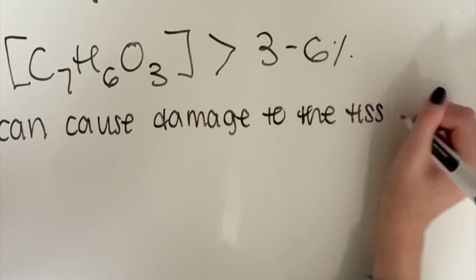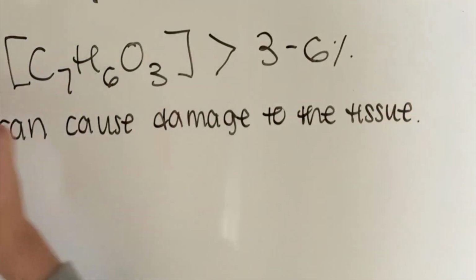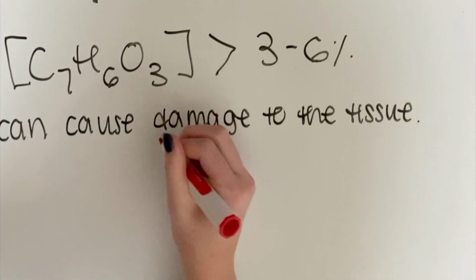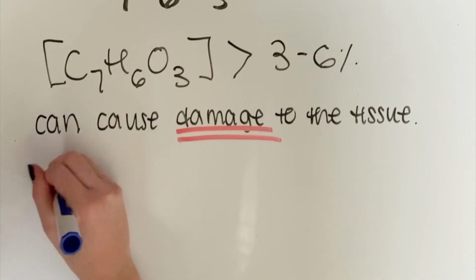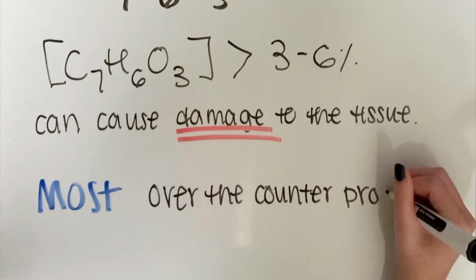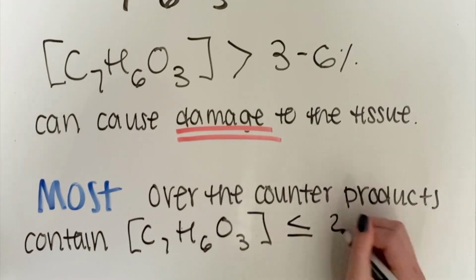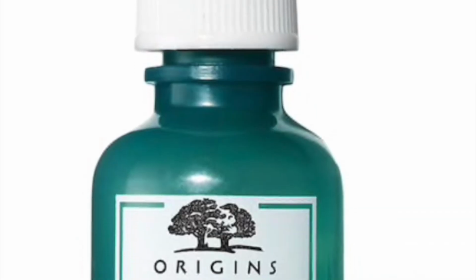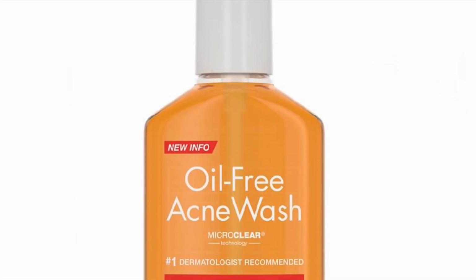But only very low concentrations of salicylic acid are used in products and treatments, 3 to 6%. If any higher, it can actually cause damage to the skin. Here are some examples of products that you can find at your local drugstore.